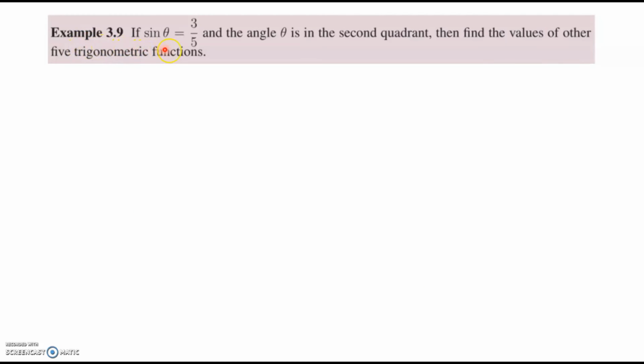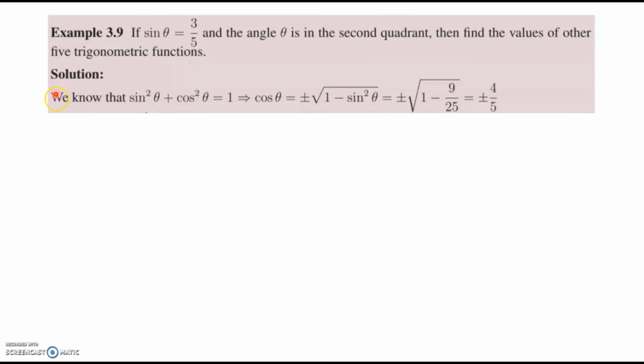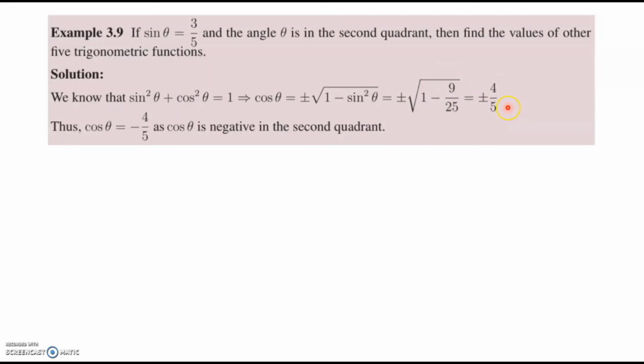Example 3.9. If sine theta is equal to 3 by 5 and the angle theta is in the second quadrant, then find the values of other 5 trigonometric functions. To solve this, we know that sine square theta plus cos square theta is equal to 1. Therefore, cos theta is equal to plus or minus square root of 1 minus sine squared theta. Since we are given the value of sine theta, let's replace it here. So this becomes plus or minus square root of 1 minus 3 squared by 5 squared, which is 9 by 25. Simplifying this, you'll get the answer as plus or minus 4 by 5.